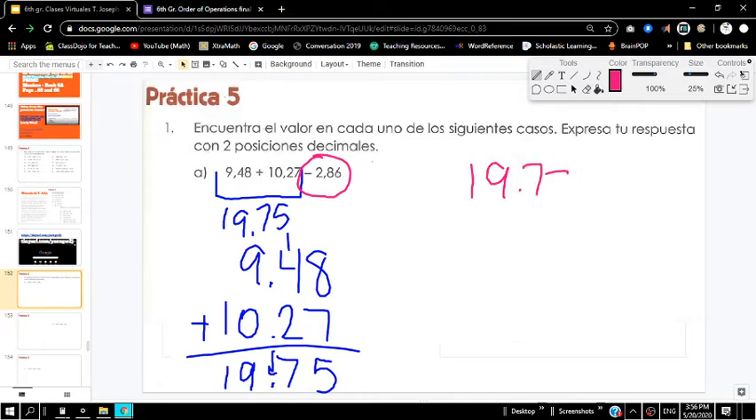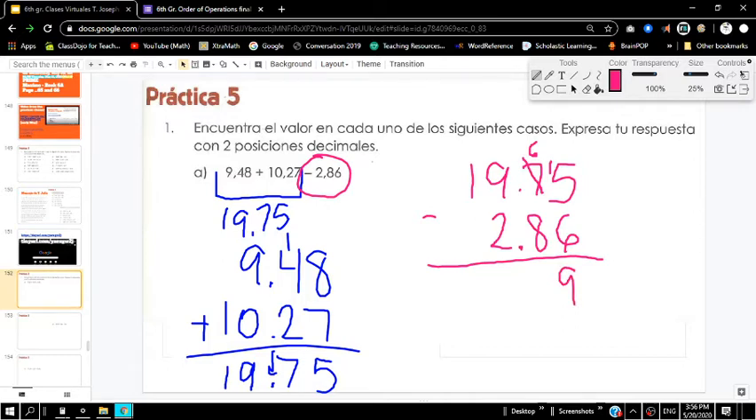19.75, which I came up with in the first part of the problem. And I'm going to subtract 2.86. Make sure you line up your decimal points, otherwise you will not come up with the correct answer. Okay? 5 minus 6 we cannot do, so we're going to go over to our tens column and make that a 6. What is 15 minus 6? 9.